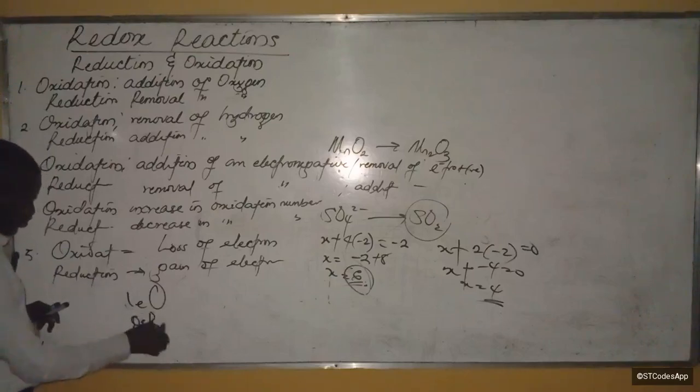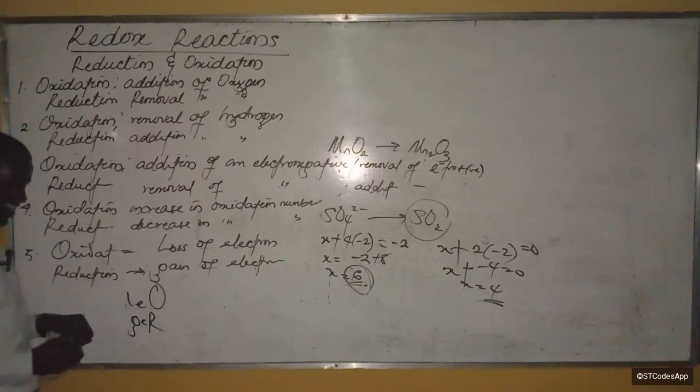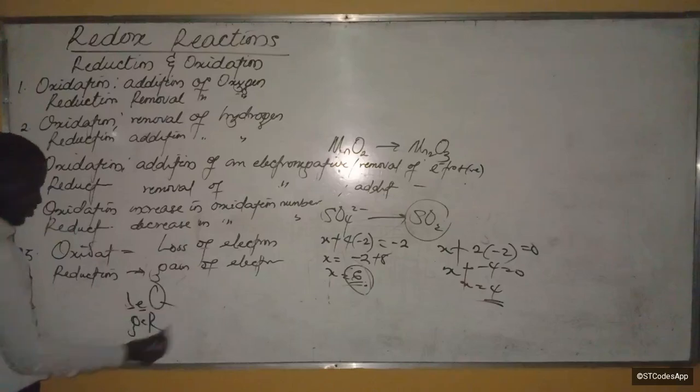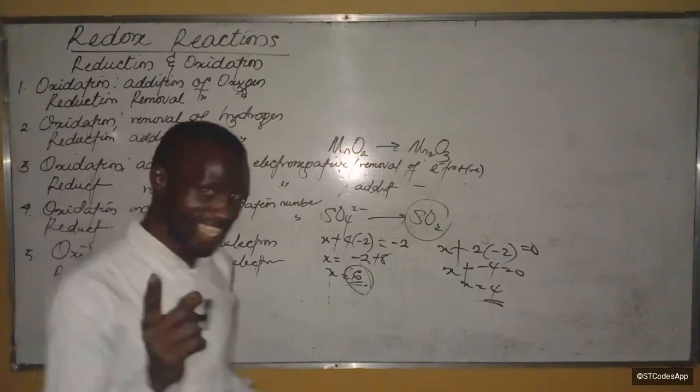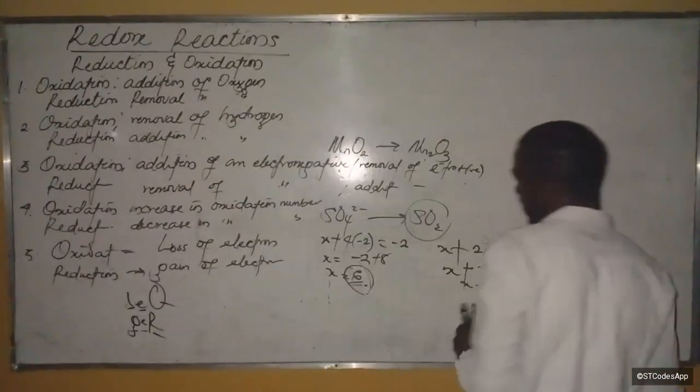So let's spell that. You can spell it like this: G-E-R, grrr. Something like that. So this will mean LEO: loss of electron is oxidation. GER: gain of electron is reduction. Is that clear? Do you like that one? Yes, I know you liked it. But let's go to now.